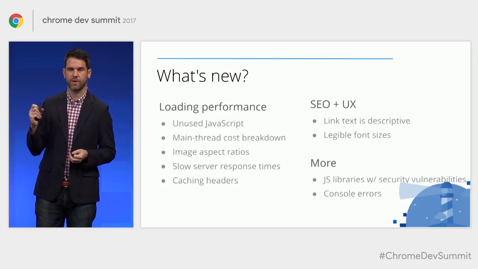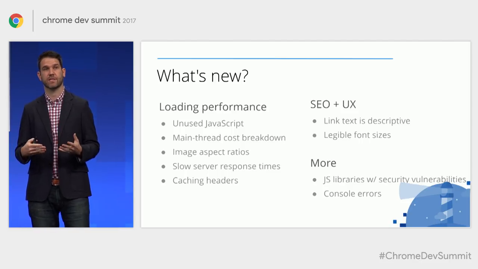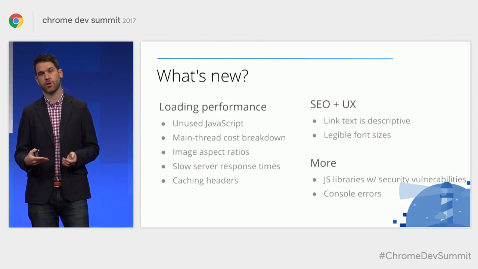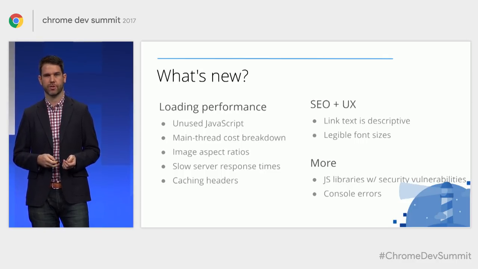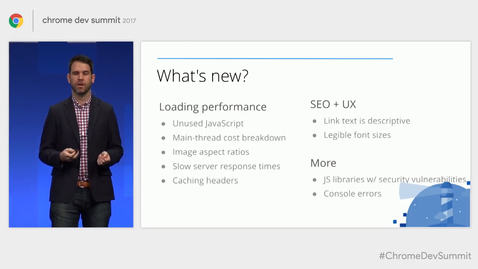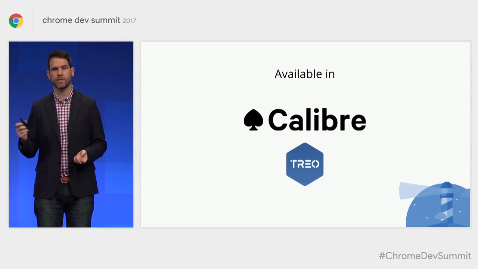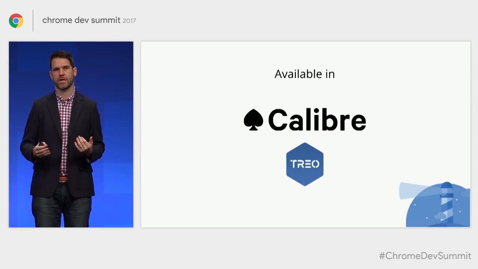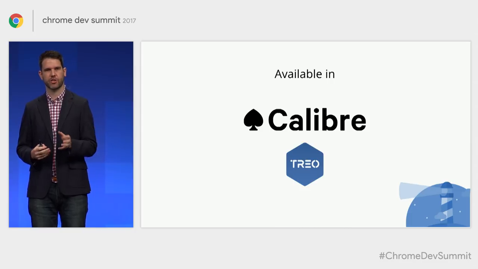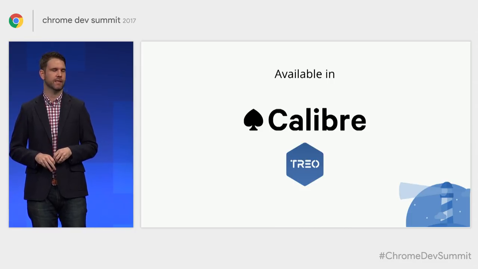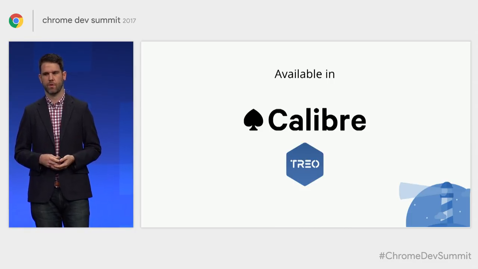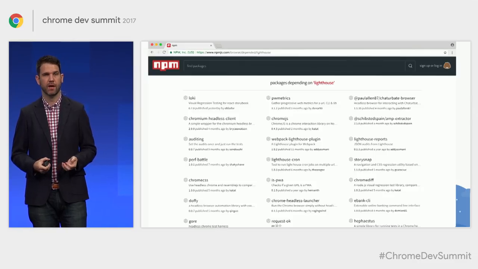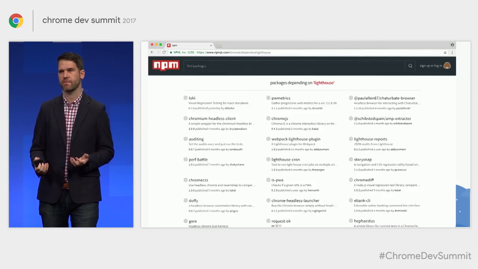Also, some nice things around SEO and your user experience. And one of my favorites now is if your page has a JavaScript library which has a known security vulnerability, we'll flag that for you too. Caliber is available in a lot of different tools, including some of these tools, which allow you to understand your Lighthouse score as it changes over time and take care of that monitoring side of things for you.